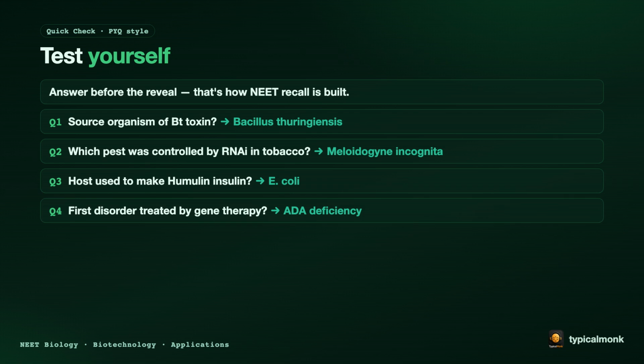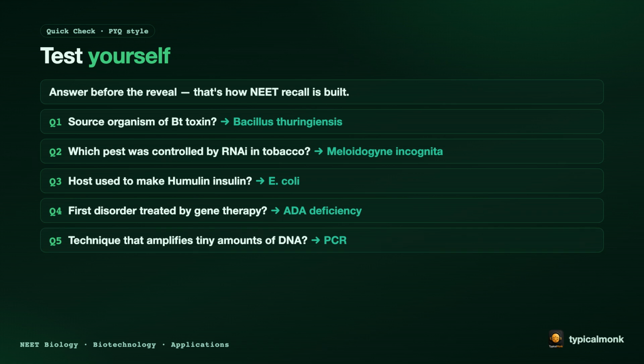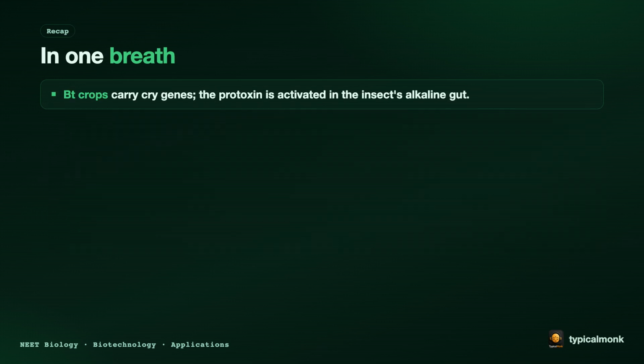Question 3. The host used to make Humulin insulin? E. coli. Question 4. The first disorder treated by gene therapy? ADA deficiency. Question 5. The technique that amplifies tiny amounts of DNA? PCR. Let's gather it all in one breath.